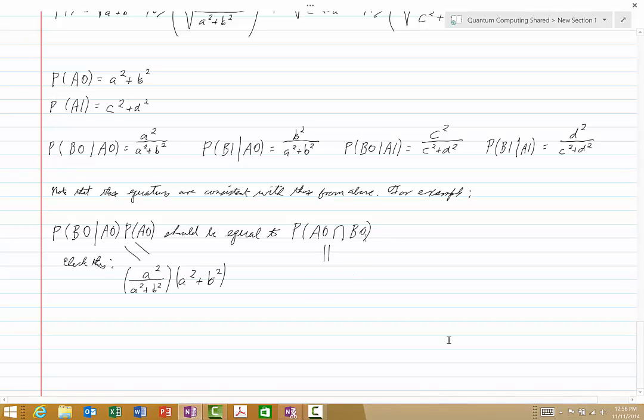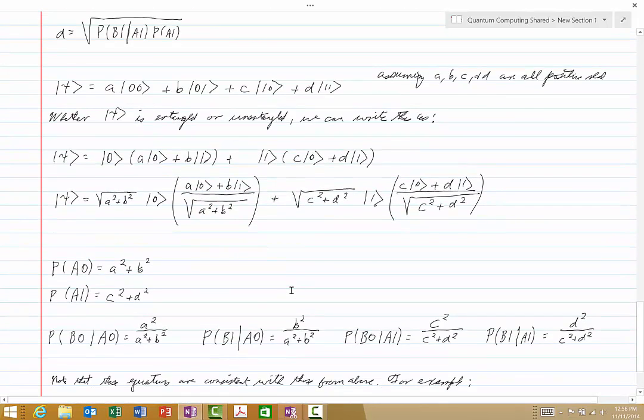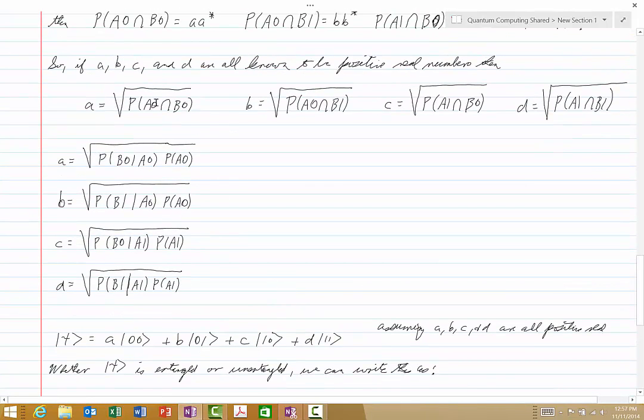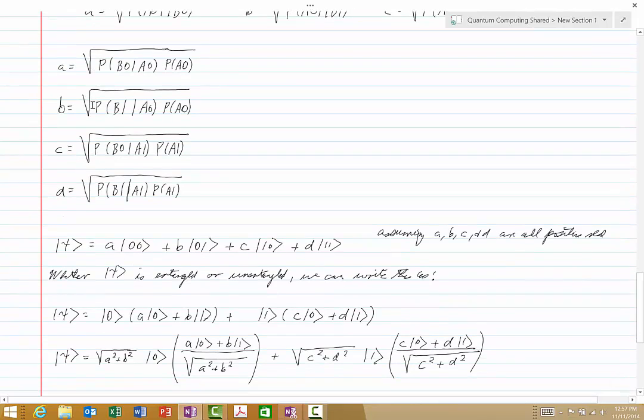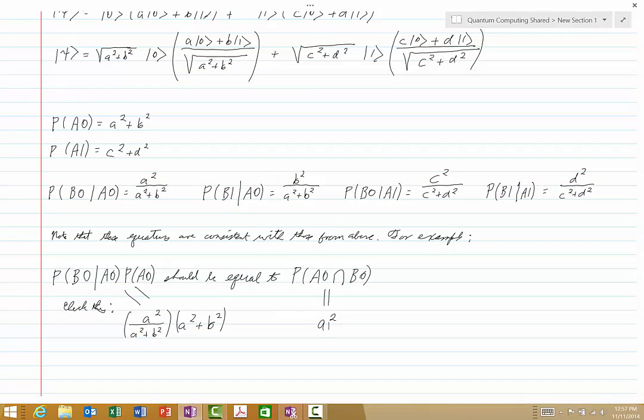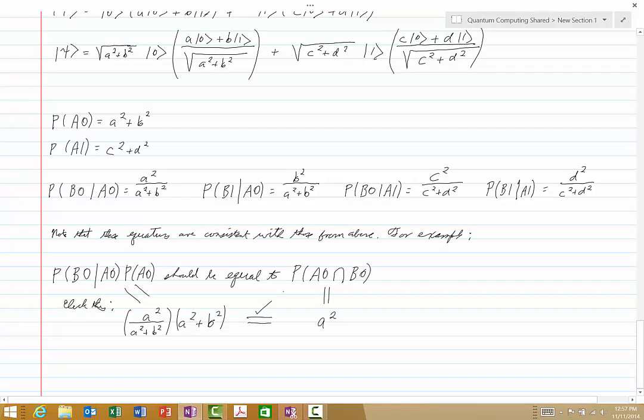And on the other hand, P of A0 and B0, here we'll go to the formula above. P of A0 and B0 is here under the square root, so if we square both sides of this, we get P of A0 and B0 is A squared. And indeed, we can see that these two are equal to each other. So I'll put a check mark over that. And you could check other possibilities as well.